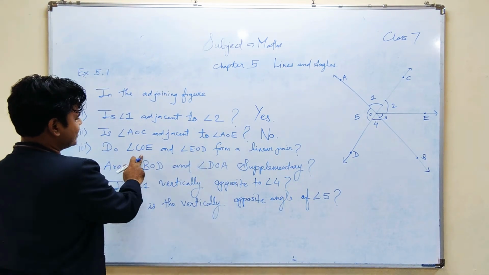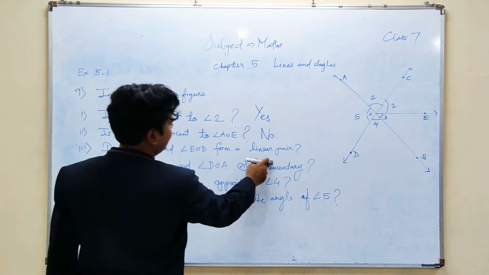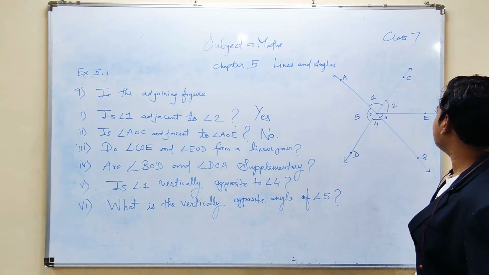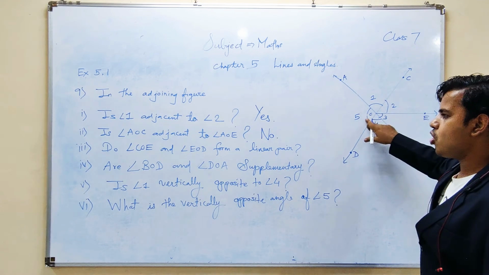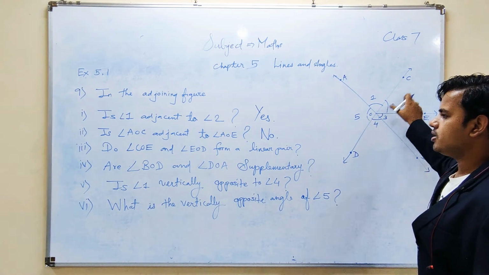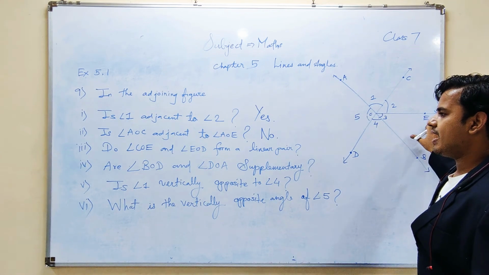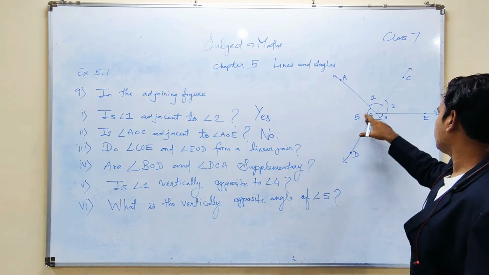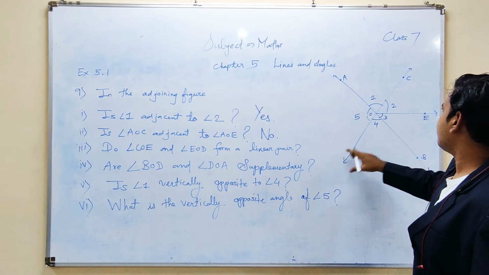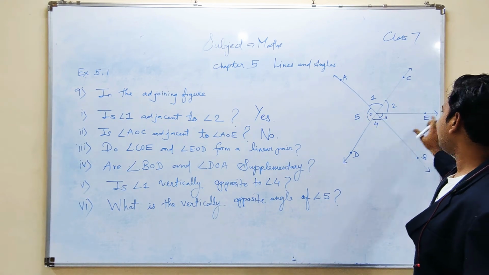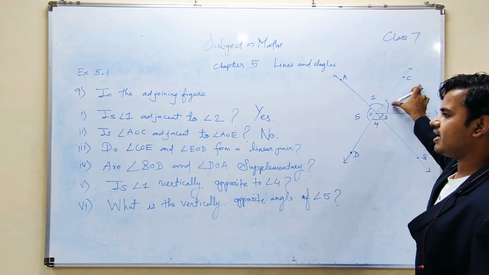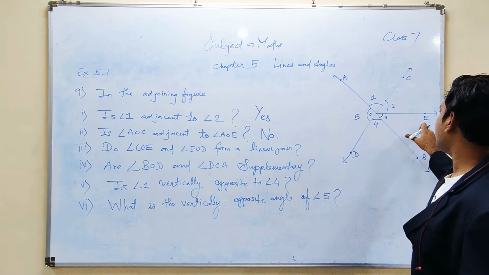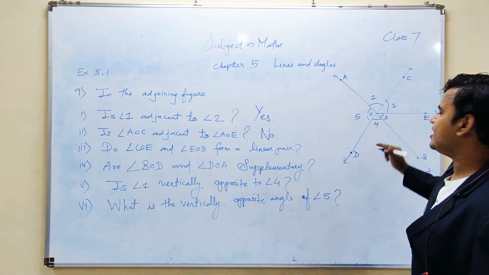Next question is: do angle COE and angle EOD form a linear pair? Let us see where COE and EOD are. COE: here it is C, O and E. This is angle 2. And angle EOD: E, O and D. Forget about the rest of the things, just concentrate on this. Do angle COE and angle EOD form a linear pair?